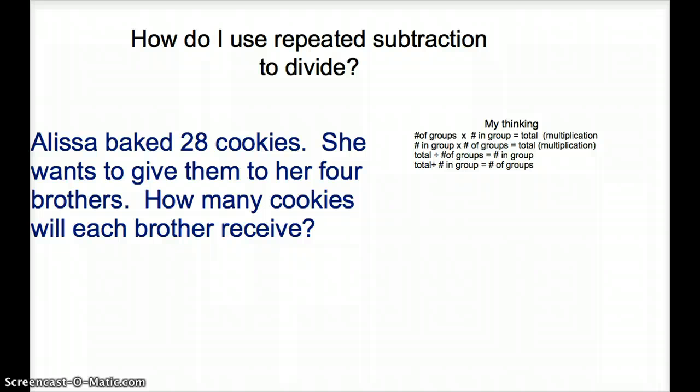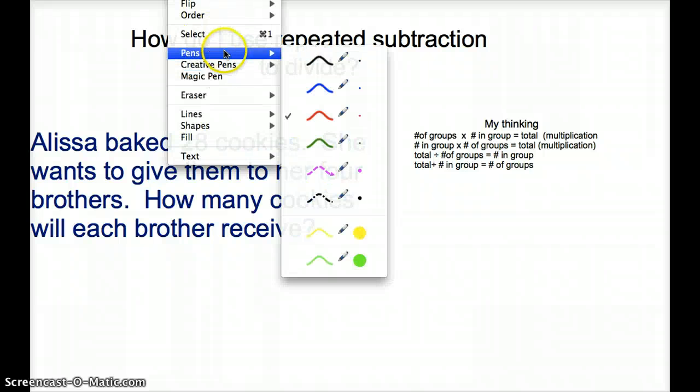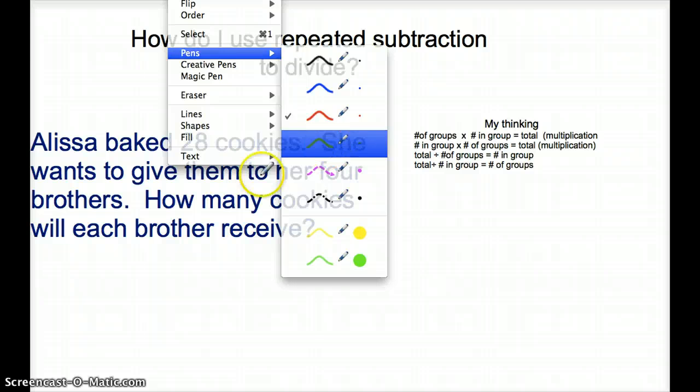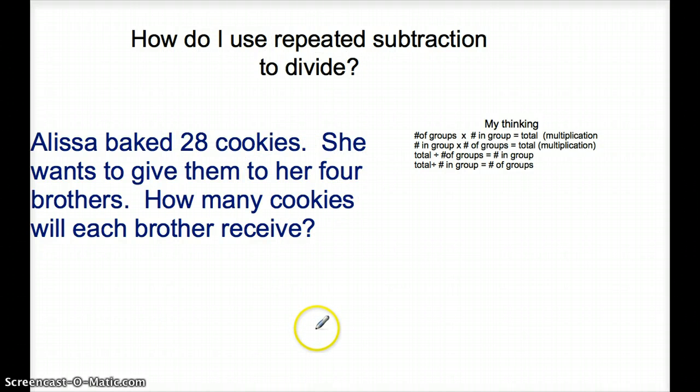Okay, let's try one more word problem together and then you'll be able to do your ticket to group. So remember, our learning goal is how do I use repeated subtraction to divide? And our problem is Alyssa baked 28 cookies. She wants to give them to her 4 brothers. How many cookies will each brother receive?